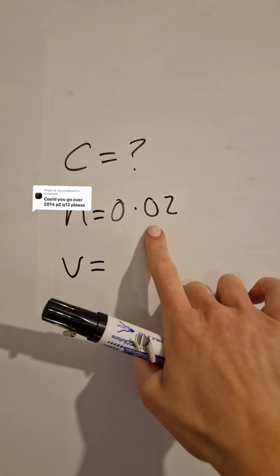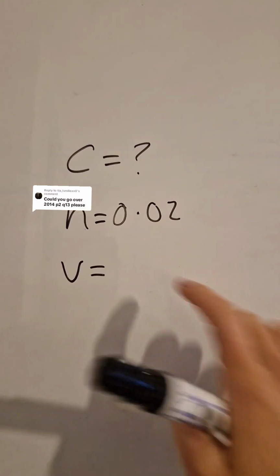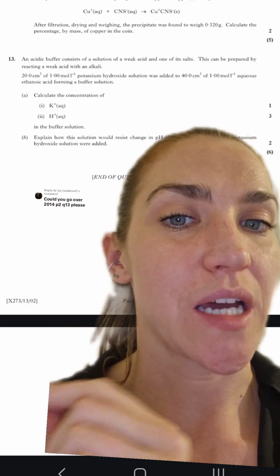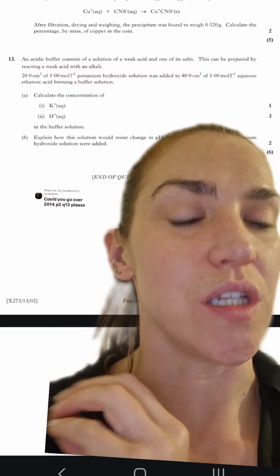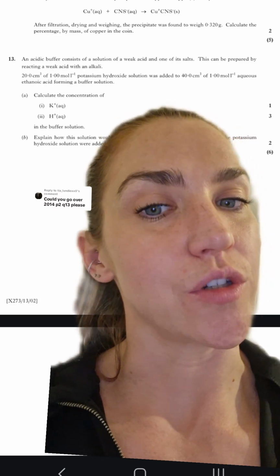So now we've got the number of moles of the potassium hydroxide, we just need to work out the volume of the solution. Now you might be thinking, well, the volume is 20 centimetres cubed, but that's the volume of the potassium hydroxide solution. We're now concerned with the buffer solution, so we need the volume of the solution that was made. If we add up the volumes of the two solutions that were added together to make the buffer solution, we'll be able to work out that the buffer solution is actually 60 centimetres cubed.